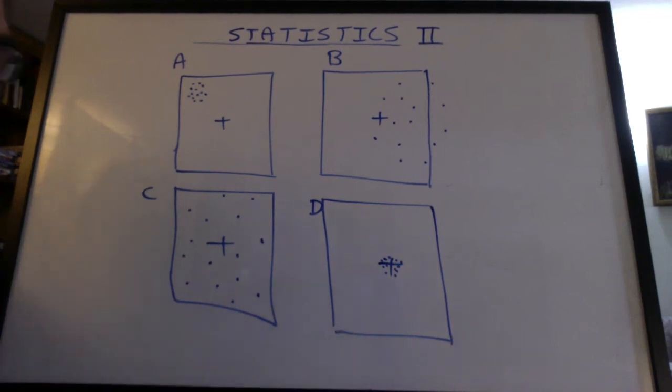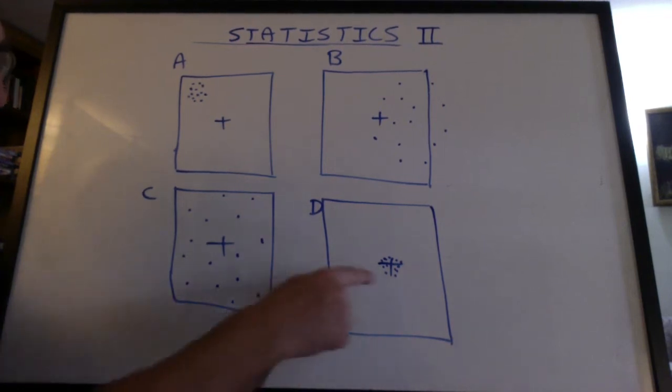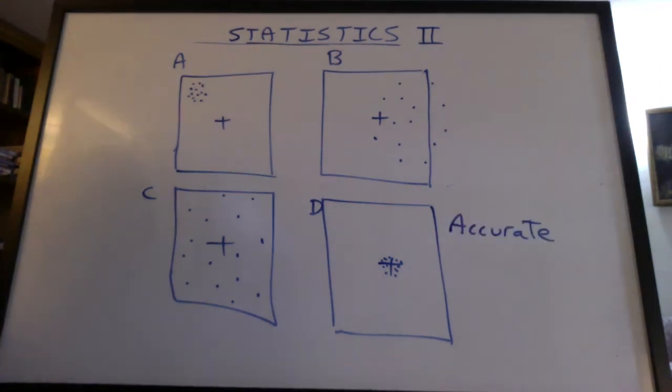Well, accuracy means how close are we to the bullseye? We say D is accurate because it's very close to the bullseye, and that means percent error is very low. But there's actually another target that's quite accurate, and you might find it hard to believe, but it is C.